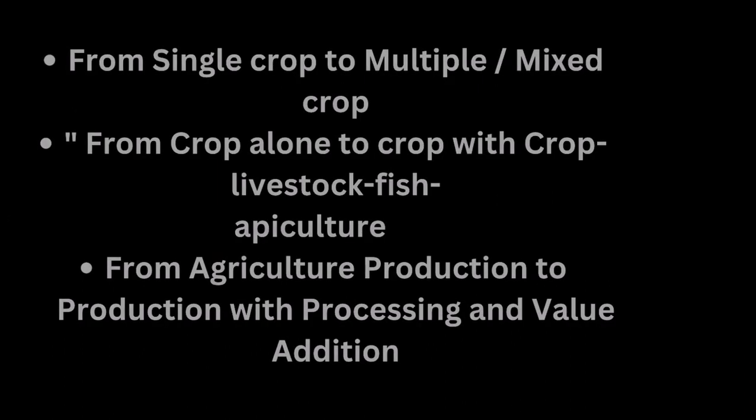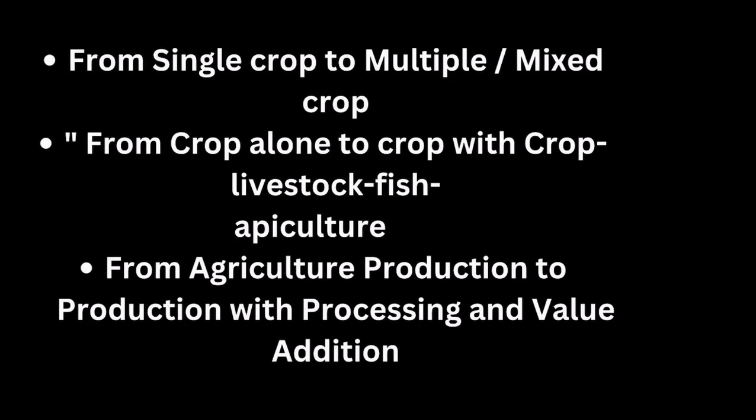Next point is from single crop to multiple or mixed crop. That means if we grow wheat on 1 acre of land, instead of it we grow it in a mixed pattern, so we are able to make the crops more tolerant.